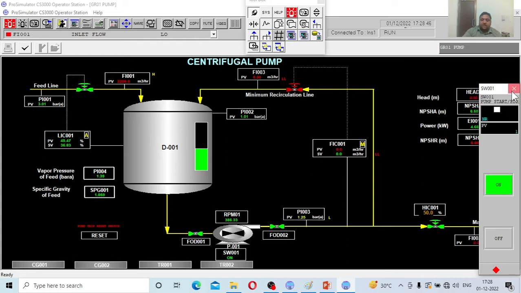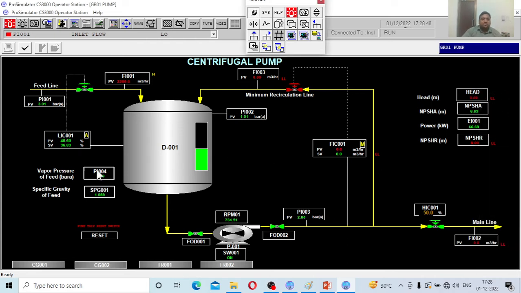Yeah, fine. Now you can see, once the sufficient level has been reached, I have turned the pump on, and slowly you're going to see some flow that is going through the pump. Okay, this flow is increased. You can see 675. So that means the flow started.